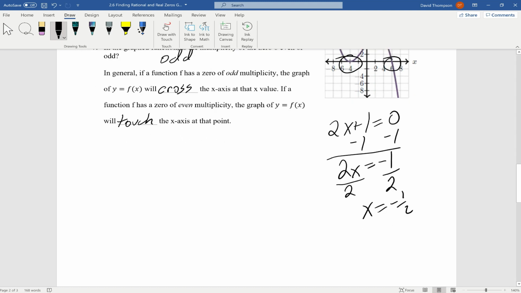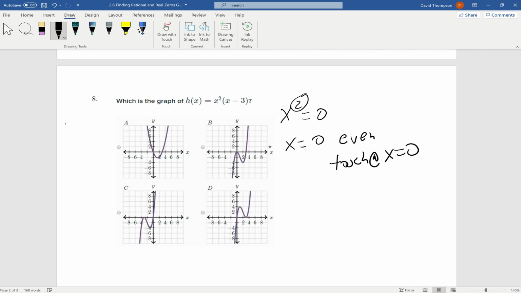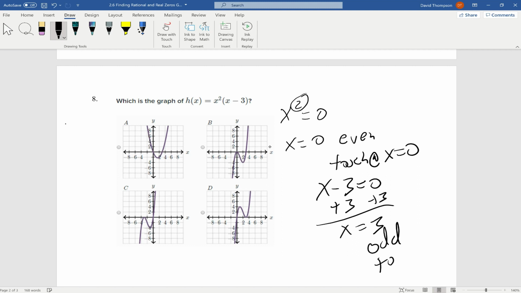And our last example, which is the graph of h of x equals x squared times x minus 3. So we're going to set each piece equal to 0, x squared equals 0. That's just going to give me x equals 0, and this has an even multiplicity because of the squared. So that means it's touching at 0. And then we have x minus 3 equals 0. Solve for x, so that's going to give me x equals 3. And this should be crossing at 3 because it's an odd multiplicity. So it's going to be crossing at 3.